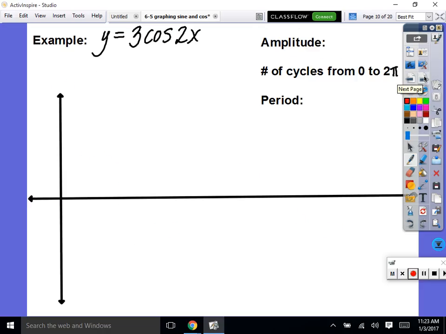Okay, let's do one more. Or do you not need one? Do you want one with cosine? Okay. Here we go. Amplitude is? 3. Number of cycles from 0 to 2 pi.